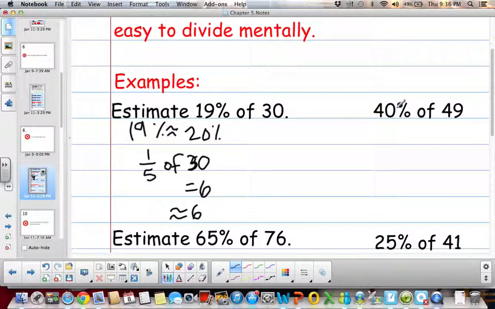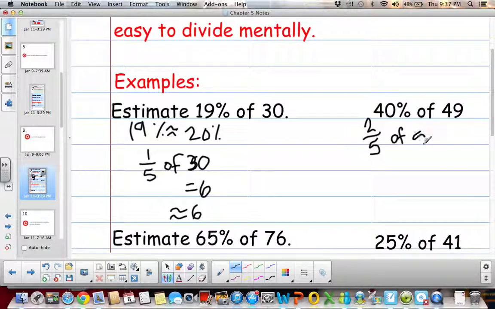Next, 40% of 49. So we know that 40% is 2/5. And we know that 49 is really close to 50, obviously. And 50 is compatible with the number 5. Okay? And I should step back here for a minute because we also know that 30 and 5 are compatible numbers. It makes it easy for us to do in our head. So that is why 20% worked well with the 30. So back to 40% of 49.